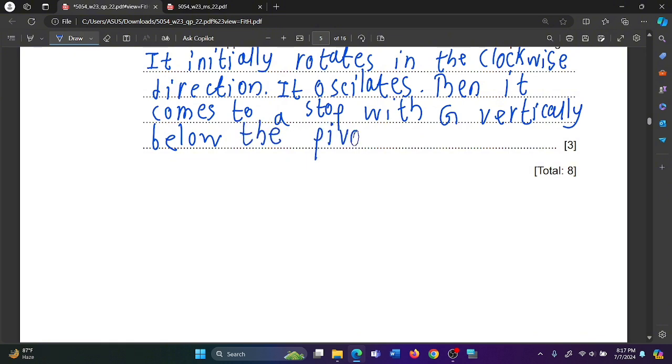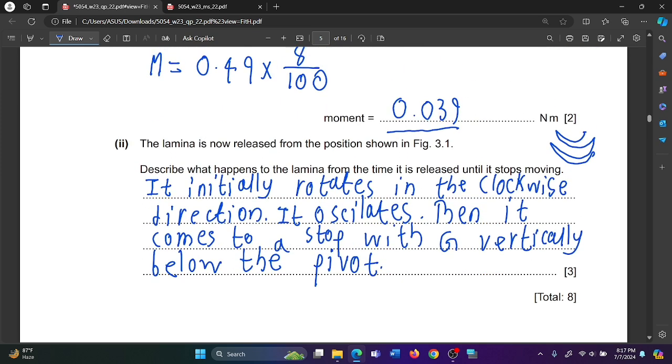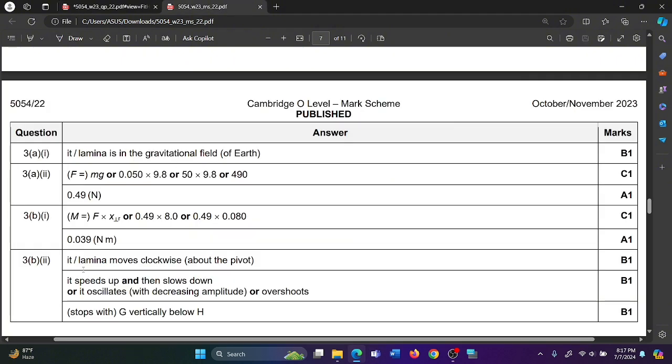So let's see what's written in the mark scheme. Were we able to answer everything according to the mark scheme? Let's check. The mark scheme says the lamina moves clockwise. Yes, we did write clockwise. About the pivot, we didn't write about the pivot, but as it is between brackets, it is not important. Even if we don't write whatever is written in the brackets, we will still get this mark. This is an exception. The brackets are just stuff that is not required, but if you write it, it is good. So in this, we got the first mark.